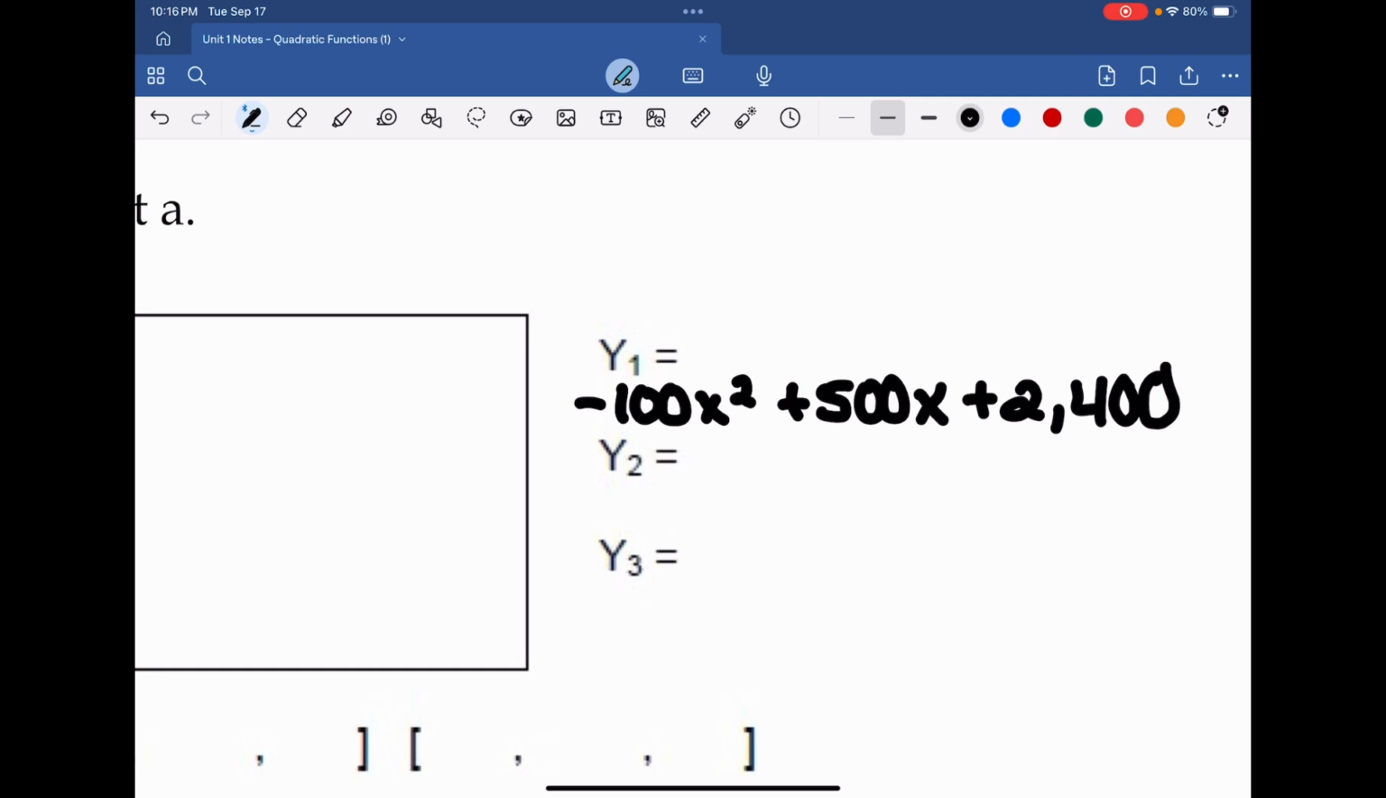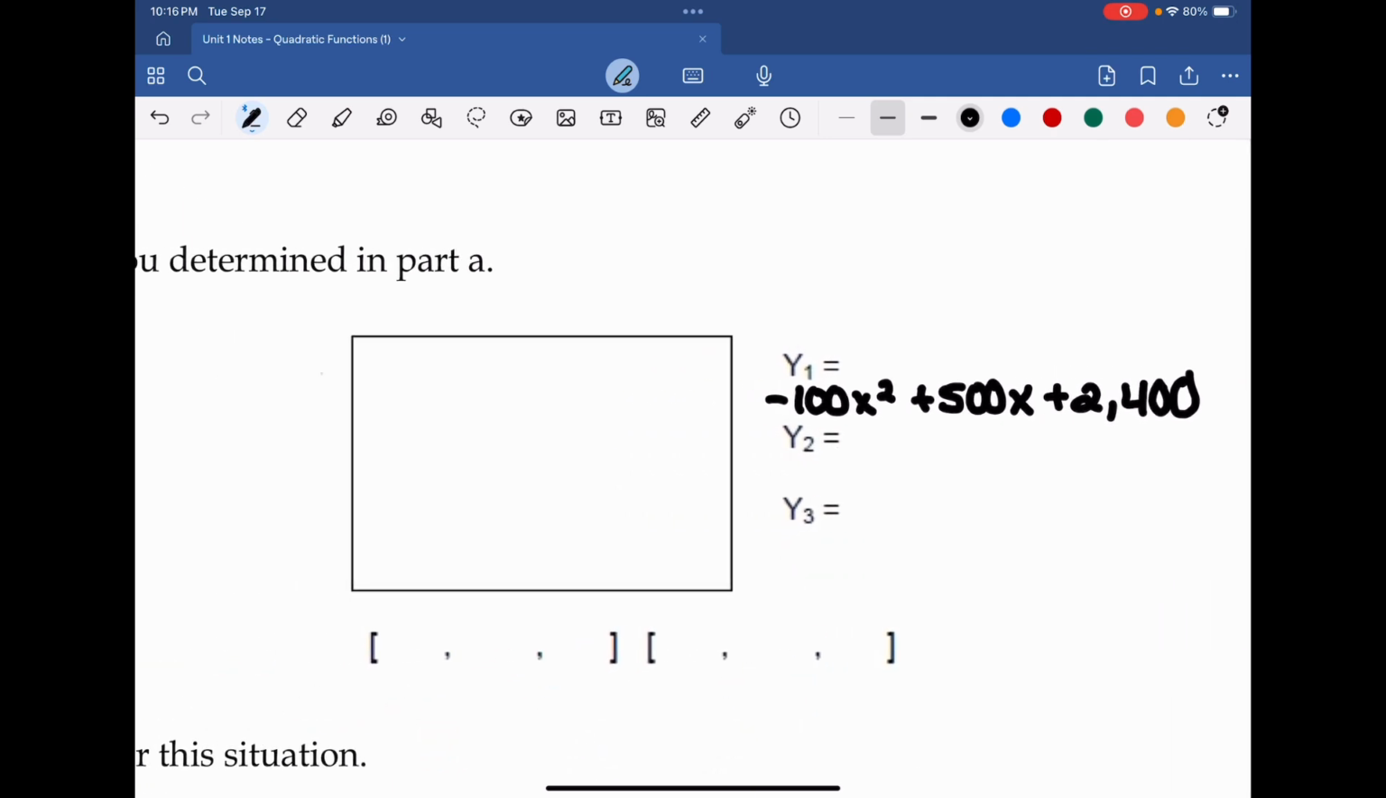When you type this into your y1, either using the Casio or the TI under your graphing or your y equals mode, this will allow us to sketch the graph. But what we're going to realize is that the window settings are really off. So we got to adjust those window settings so that they're appropriate here.